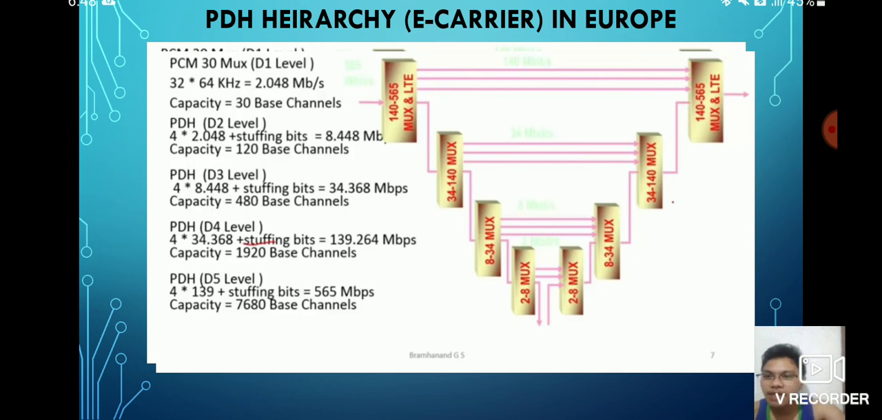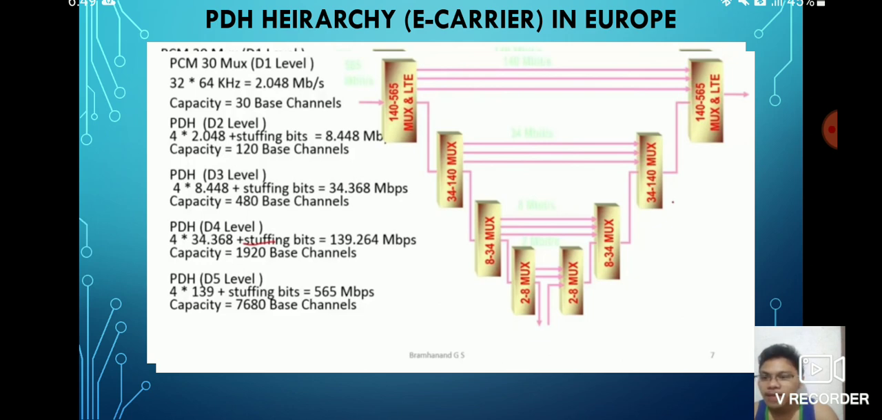The next level is the D3 level, which is 4 multiplied by 8.448 plus stuffing bits. It equals 34.36 megabits per second. The capacity of it is 480 base channels. The next level is the D4 level, which is 4 multiplied by 34.36 plus stuffing bits, equal to 139.264 megabits per second. It has the capacity of 1920 base channels.